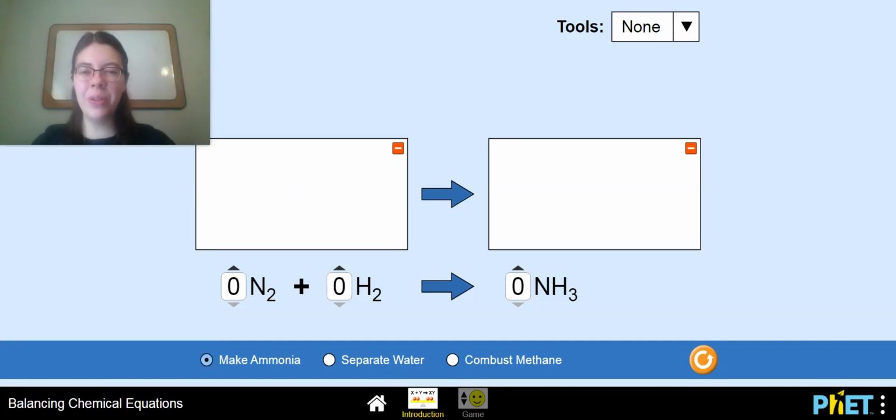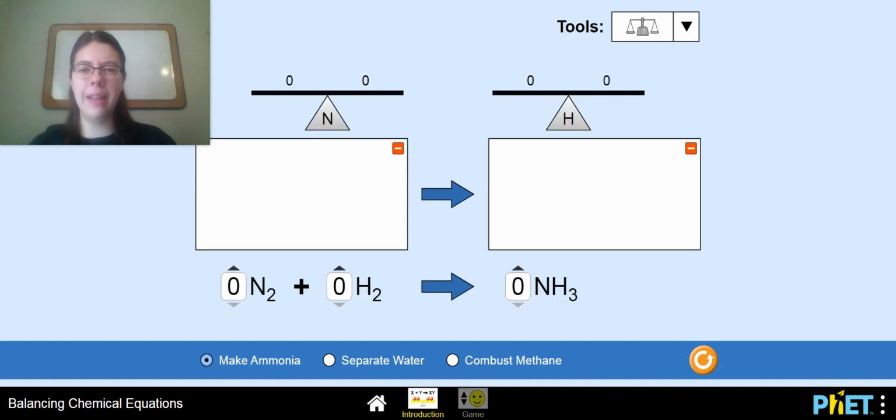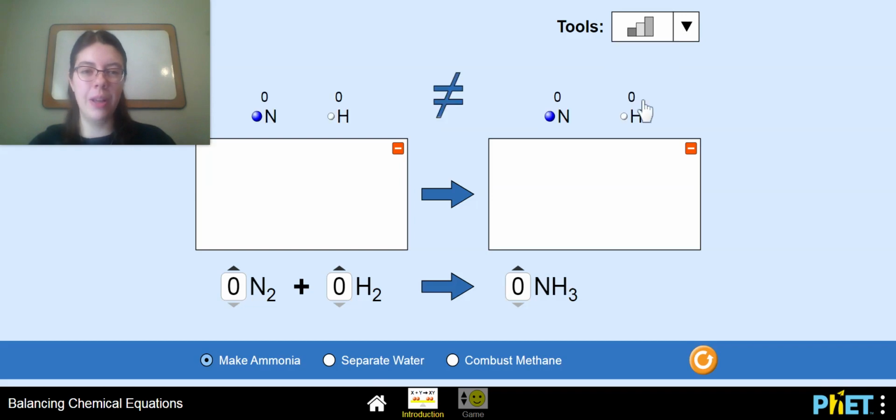Okay, so once you click on the introduction link, this is what's going to pop up. Few things I want to point out. There is the drop-down box where there are different choices for tools. So there's the option for none, but I would recommend either doing the little scale, which acts like a balance beam and will tell you the number of nitrogen atoms and the number of hydrogen atoms. Remember, the law of conservation of mass tells us the number we put in must be the same as the number that we get out. So we have to have equal numbers of both. Or if you're a person who likes graphs, there's also the option to look at the bar graphs, okay?